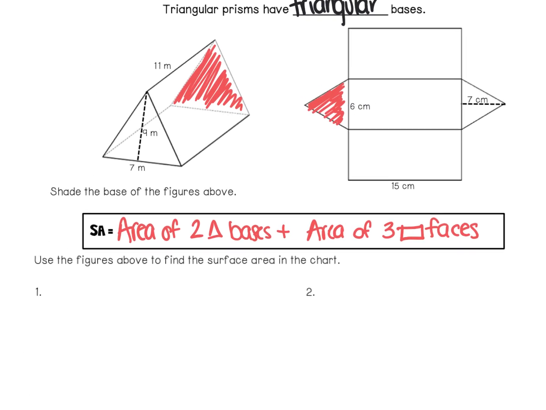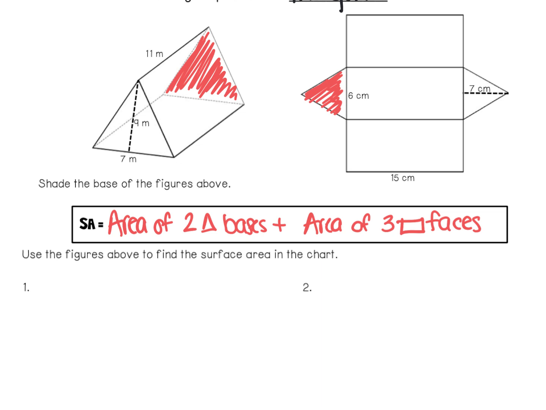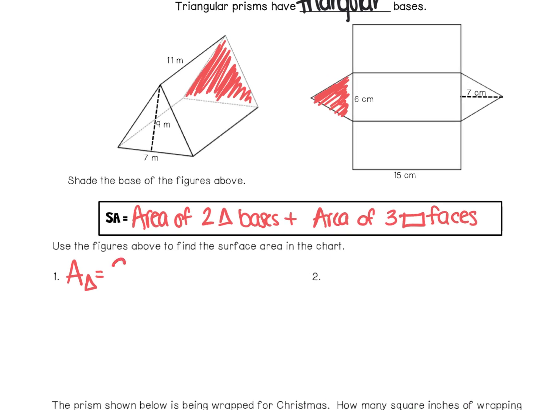All right, so let's run through some examples. We're going to start with the one on the left, the one that's drawn as a 3D shape. So we're going to start by finding the area of those triangular bases. If you think back to when we first started geometry, I shared with you how we abbreviate a lot. So I'm going to write A for area and then draw that triangle next to it to show we're finding the area of the triangles here. And because we have two triangular bases that are the same, we're going to multiply our area formula by 2.